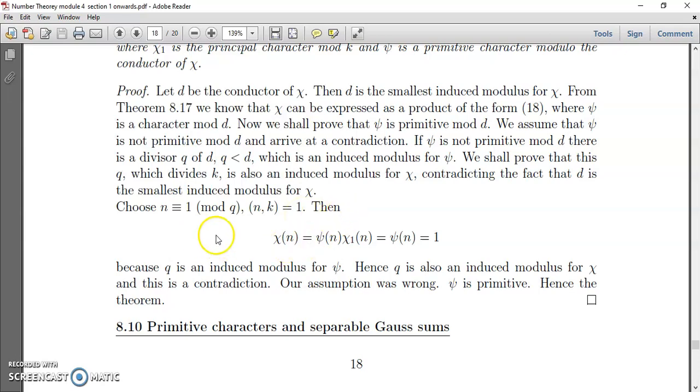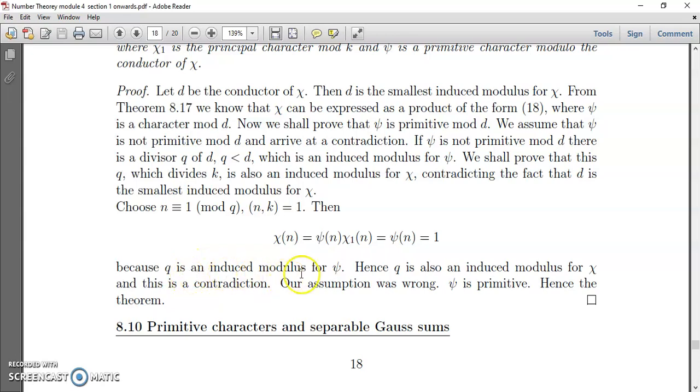Then clearly we can see that chi of n is nothing but 1, and chi 1 of n is already 1, GCD of n and k is 1, so this is the principal character. So psi n of n, chi n of n will become psi n of n.